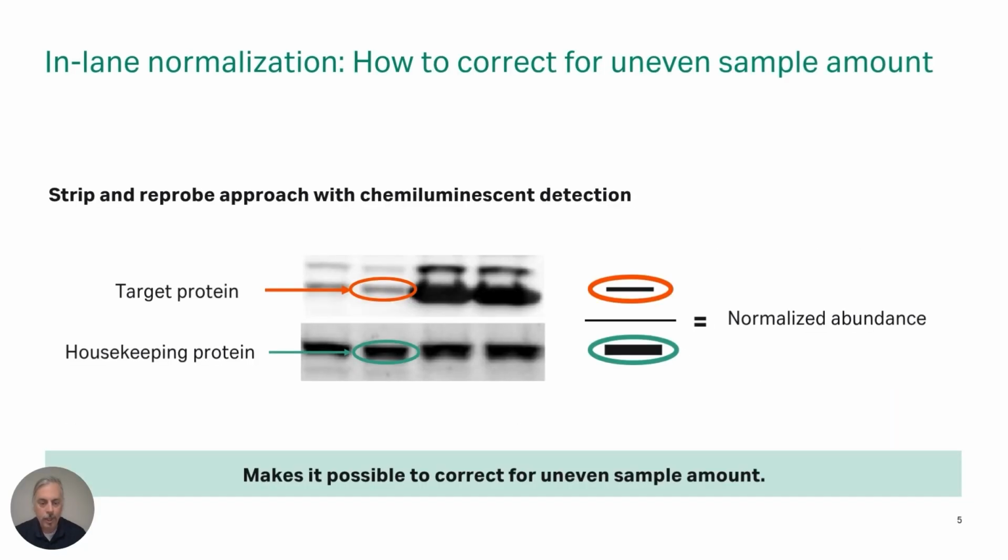We can do that within a lane. In a chemiluminescent situation, you would basically use the antibody against your target protein of interest to start off with. And then normally you'd strip and reprobe to look for the housekeeping protein. That housekeeping protein is usually in higher abundance, so there's less chance of losing that protein in the stripping and reprobing. Then again, we'll divide our target protein by the housekeeping protein. So that will help to allow for uneven sample loading or uneven transfer that might be going on.